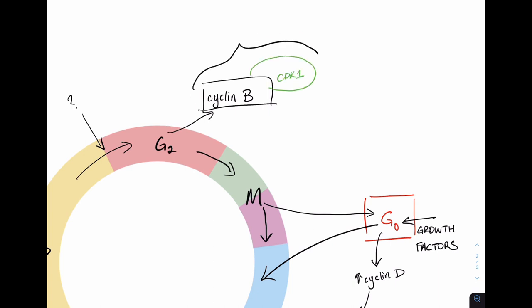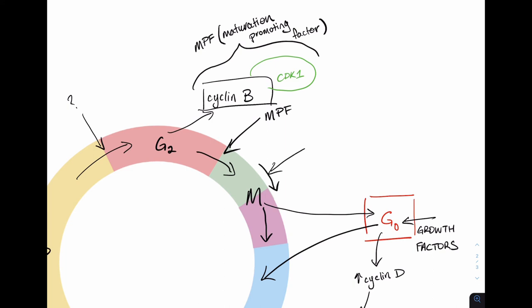At the end of G2, with this increase in cyclin B, cyclin B is then able to complex with CDK1. This cyclin B CDK1 active complex is called the MPF, the maturation promoting factor. When levels of the maturation promoting factor reach a critical threshold, the cell is then pushed out of G2 and into the M phase. During mitosis, there are also several important checkpoints which the cell must pass before it progresses through mitosis and into cytokinesis.